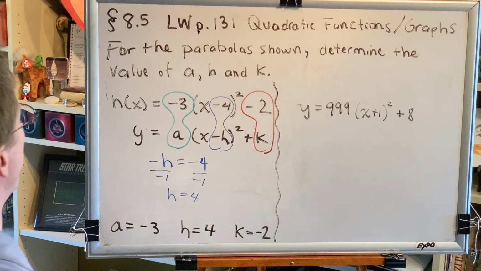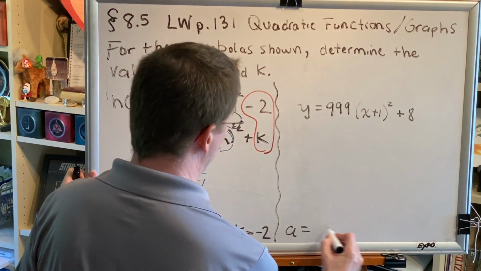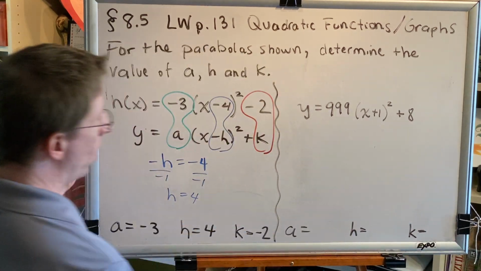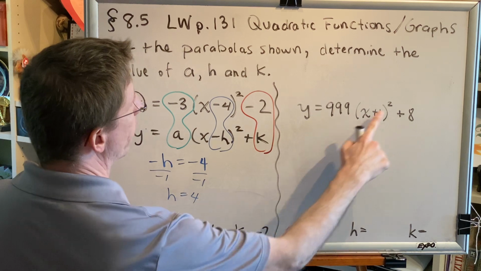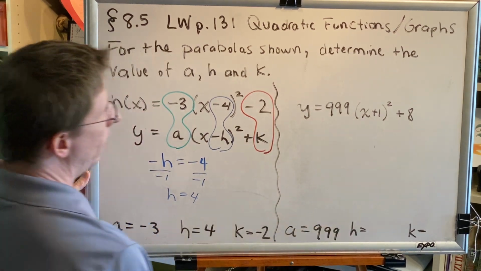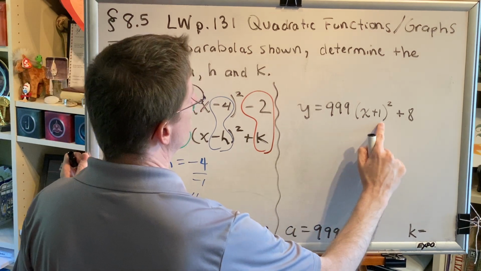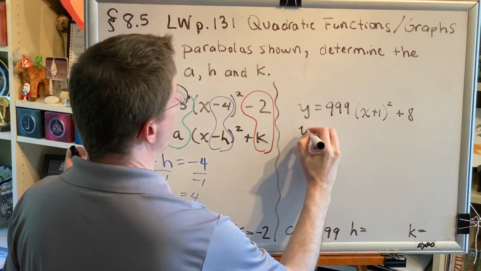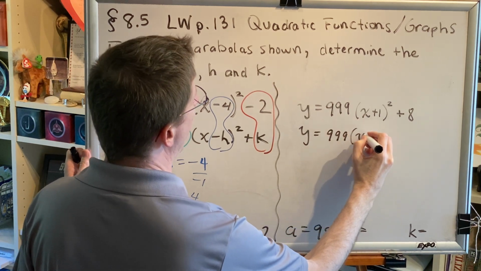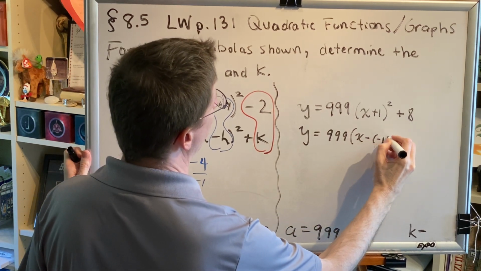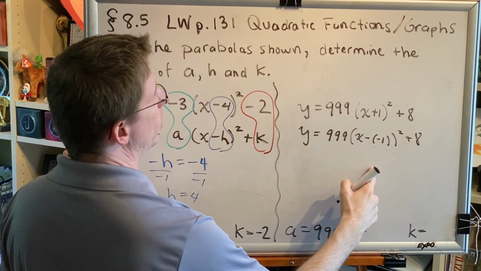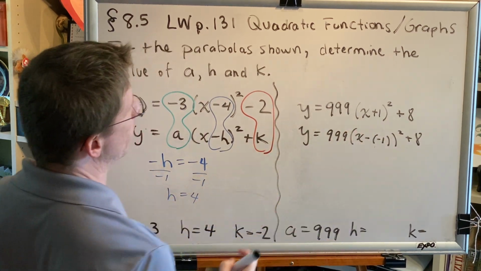All right, next equation. a, h, k. All right, a is the number multiplying by the squared part, so a is 999. h is the number being subtracted inside. Well, there is no subtraction inside, but we know that we can rewrite this as x subtract negative 1, and that these would be equal to each other because subtracting a negative is the same as adding.